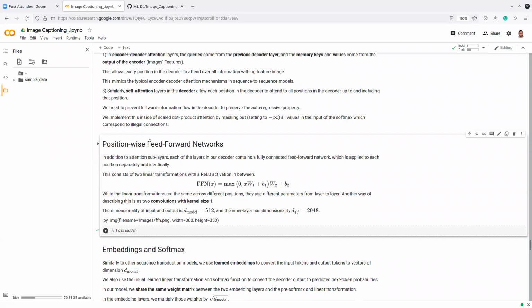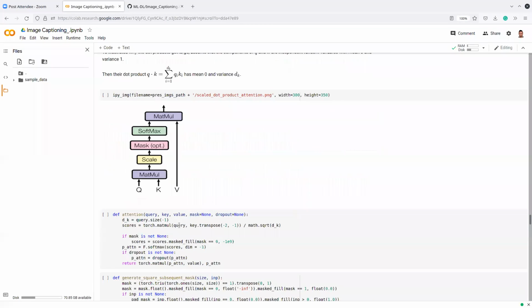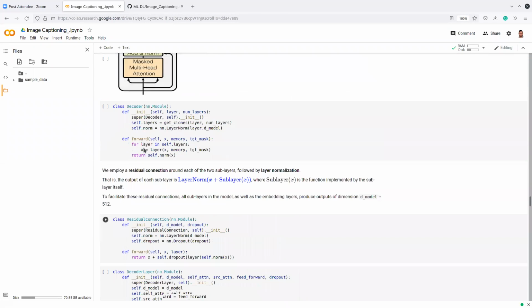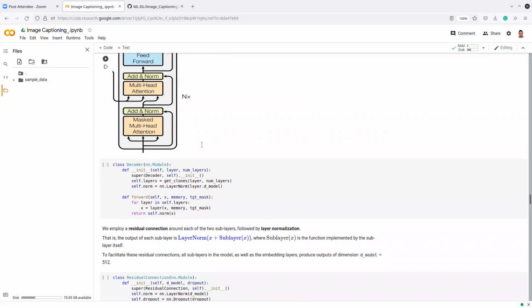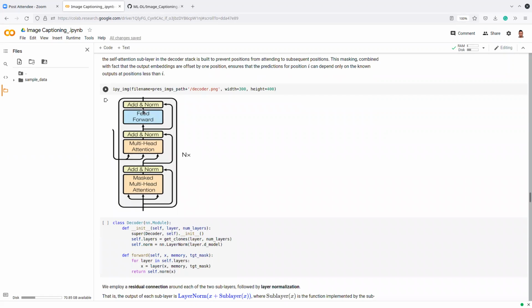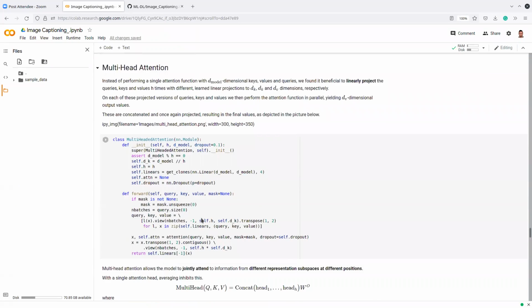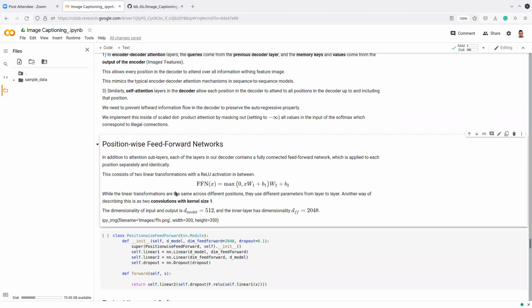Also, we have a position-wise feed-forward network. This is the third sublayer. And why is it called position-wise? Because, for example, if the length of our caption is 36, this feed-forward will apply to each one of the 36 positions. So this is why it's position-wise. It has different parameters from layer to layer, but it has the same parameters for different positions.